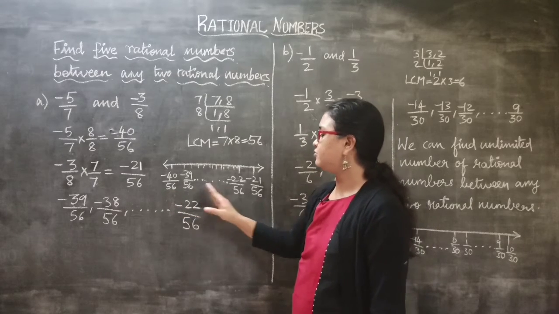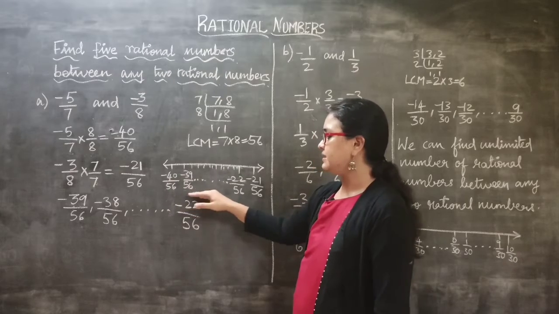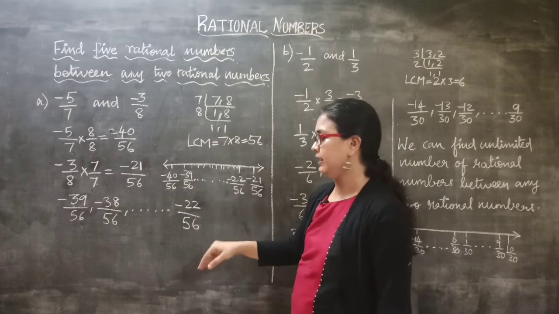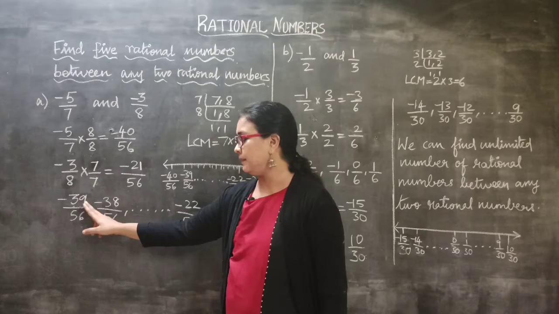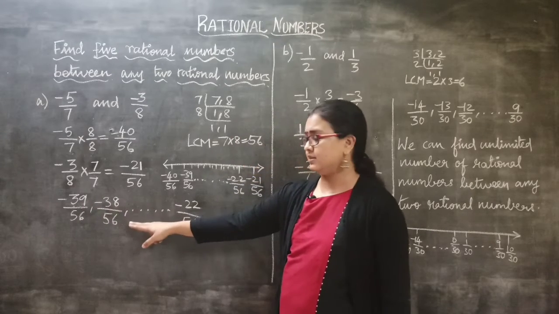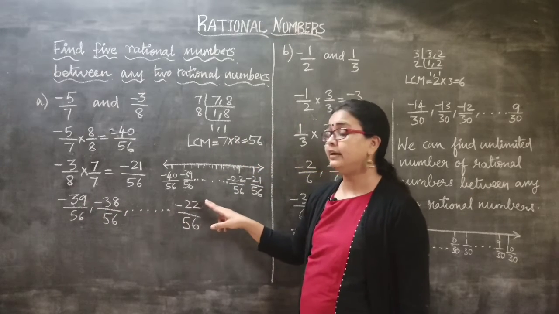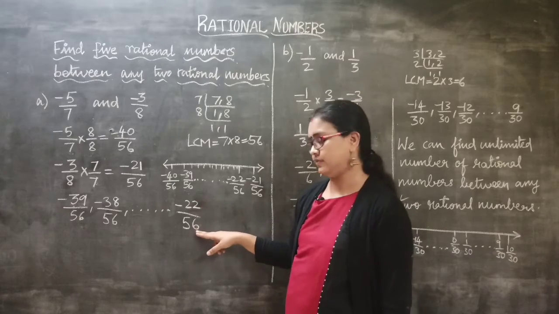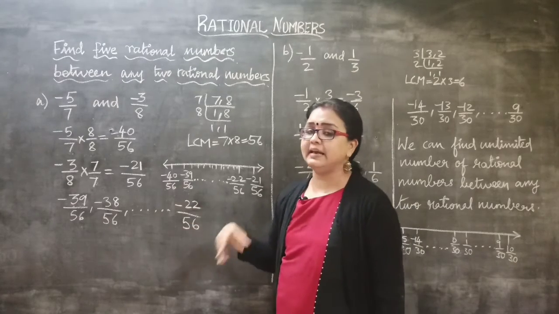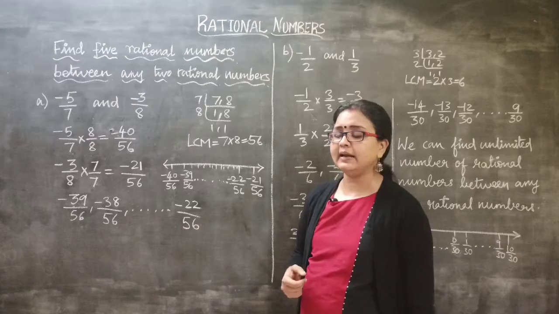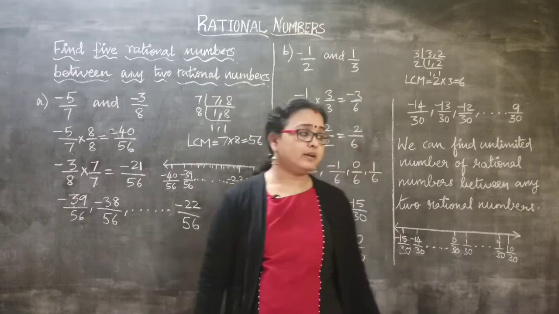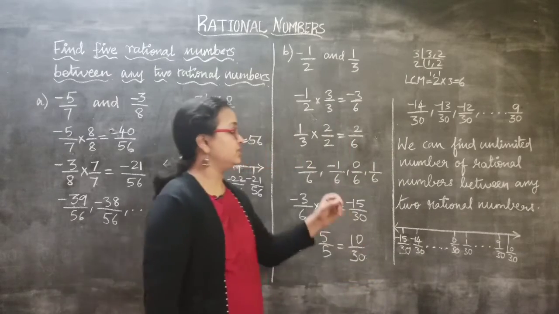That is why we have to write between these two numbers. These are the rational numbers which are following, right? So that is why I have written here minus 39 by 56, minus 38 by 56, and so on till minus 22 by 56. So out of this, any of your 5 rational numbers you can write, that would be the answer, right? Now let us see the next question.